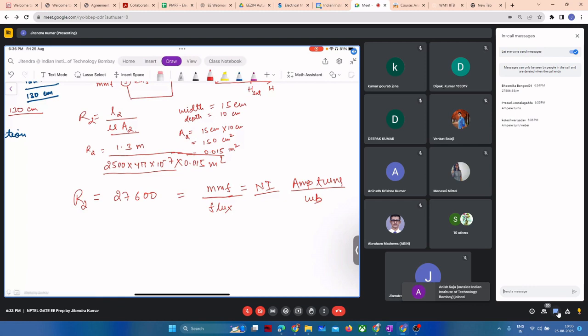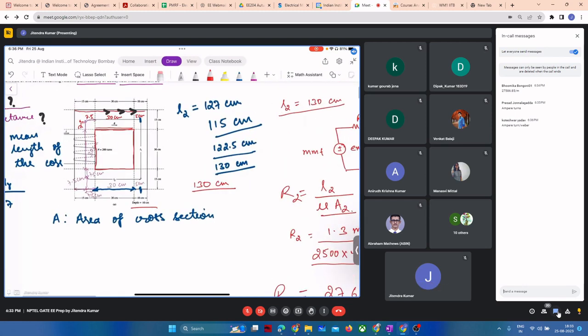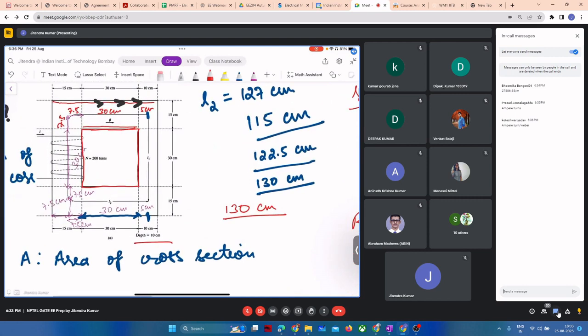We have computed R2, the reluctance of this uniform portion of 15 centimeter width. And we have another portion which is indicated with L1. Please let me know the value of L1. From the figure, how much can you see that L1 is?